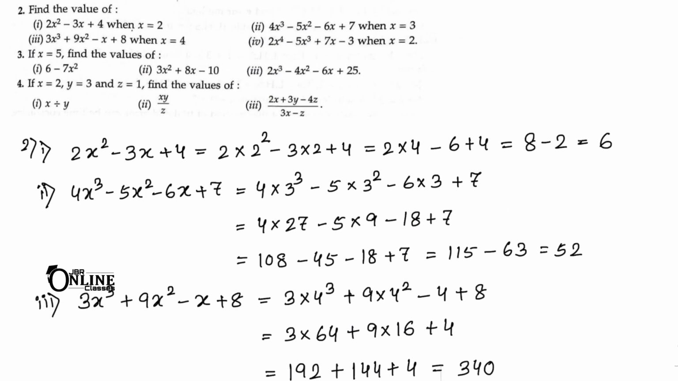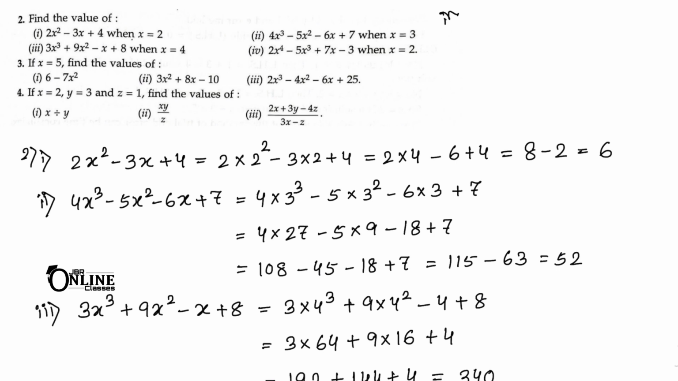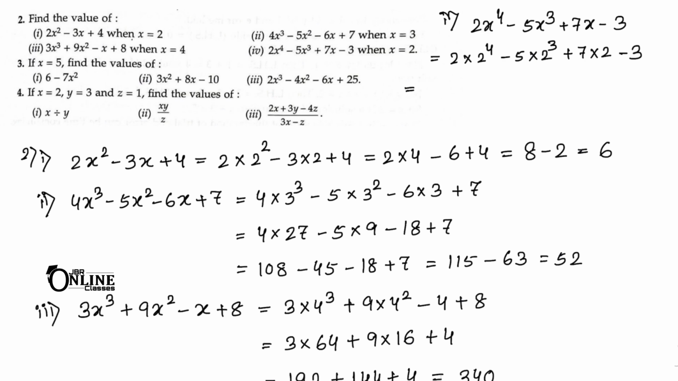Okay, now the fourth one. Here you have 2x to the power 4 minus 5x cube plus 7x minus 3. And here x equals 2. That means 2 into 2 to the power 4 minus 5 into 2 to the power 3. Then 7 into 2 minus 3. So 2 into 2 to the power 4 means 2 multiplied by 2, again 2, and again 2. Four 2s will be there.